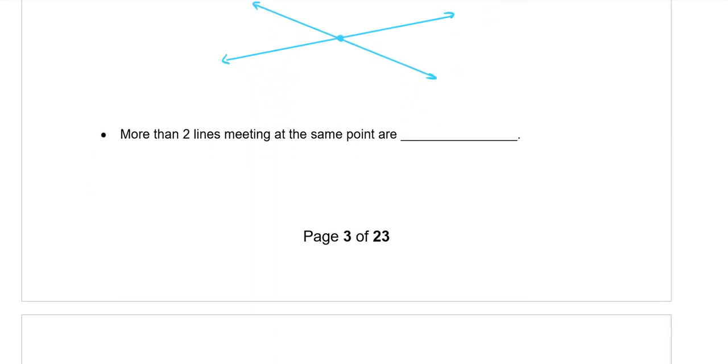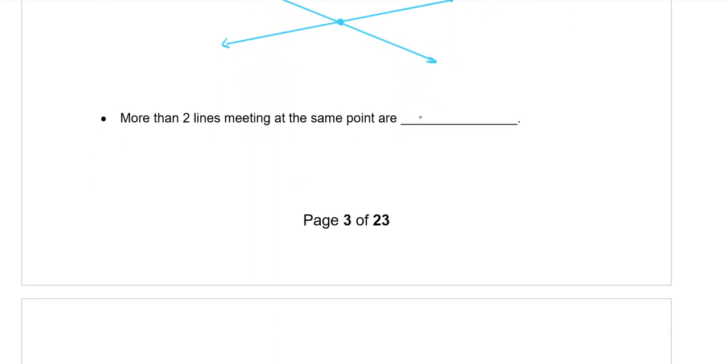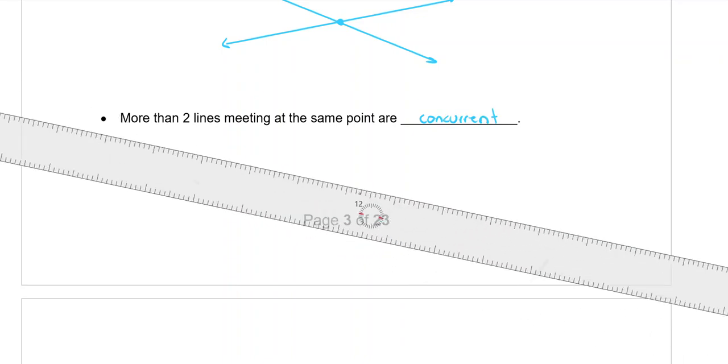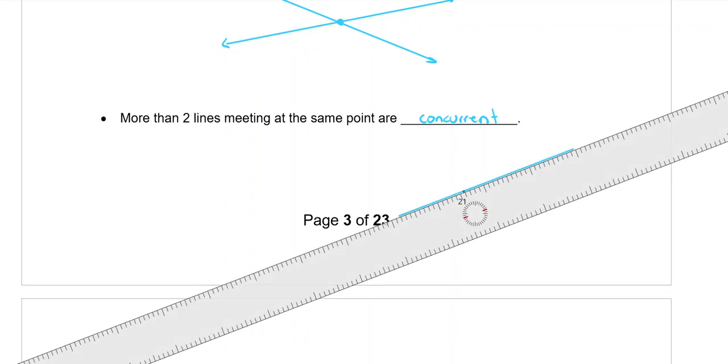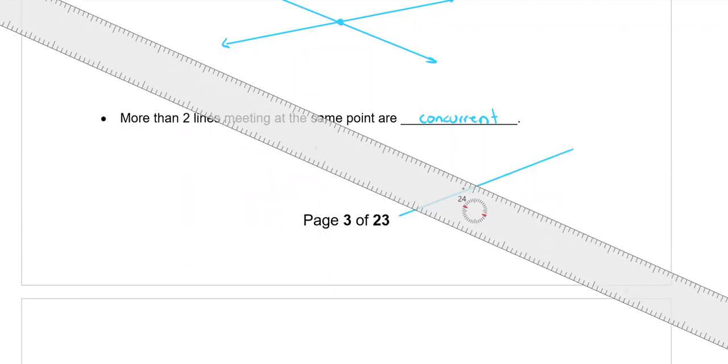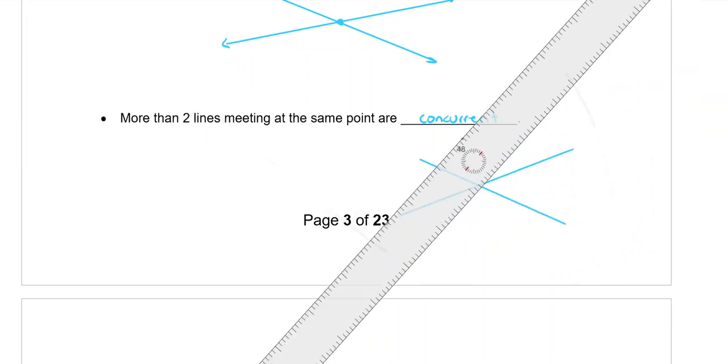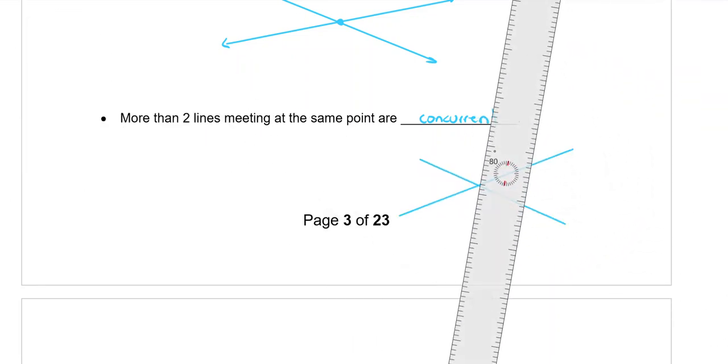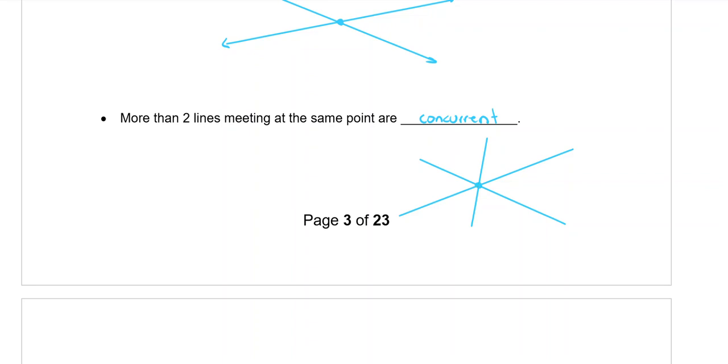More than 2 lines meeting at the same point are called concurrent. So here's my 2 lines that I had from before. But as soon as I have more than 2 lines going through it, so I'm going to draw a 3rd line going through here. All those lines are going through that point in the center, so those lines are called concurrent.